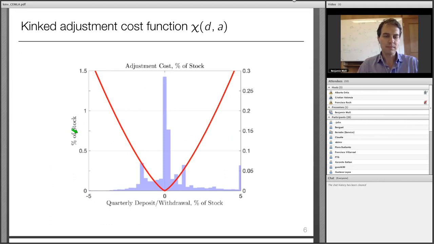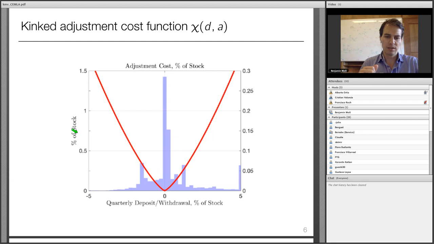Okay, so here, this is just briefly about the adjustment cost function, this chi in the budget constraint. The key takeaway from this slide is that the adjustment cost function is kinked. It looks like the red line here. The key is that it has a kink at zero. What does that mean? On the x-axis is d, and on the y-axis is chi. It means that if you're at zero withdrawals or deposits, so d equals zero, and you're thinking about going to d equals epsilon, so just a little bit of withdrawals or deposits, then your marginal cost is going to jump up discontinuously from zero to a strictly positive number. Okay, so that's what the kink does.